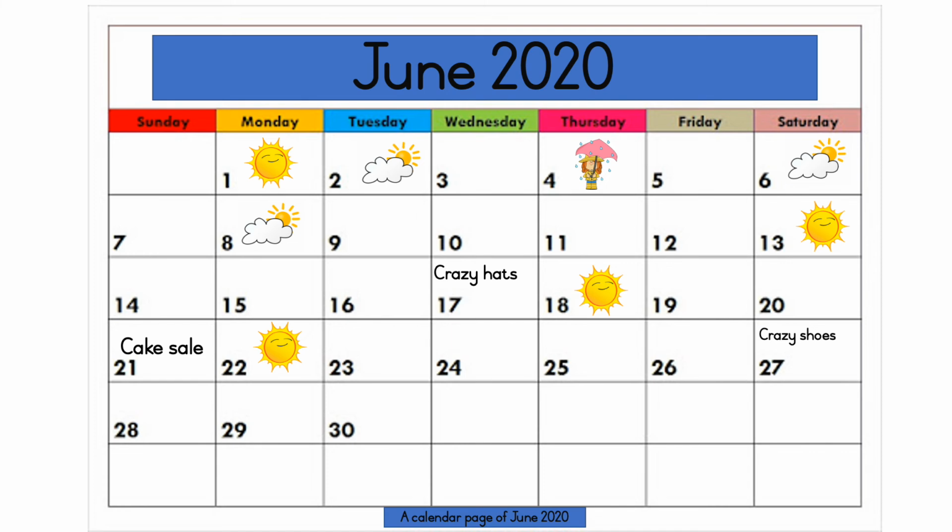And I shall carry on like that, and later on we will ask as well, how many sunny days were there in the month? How many cloudy days were there in the month? When was it crazy hats? What day was it crazy shoes? What date was it a rainy day, or what date was it the cake sale? That sort of questions that you can ask with them.